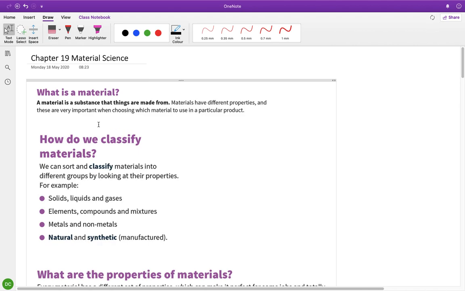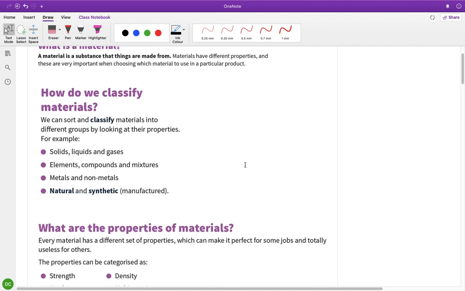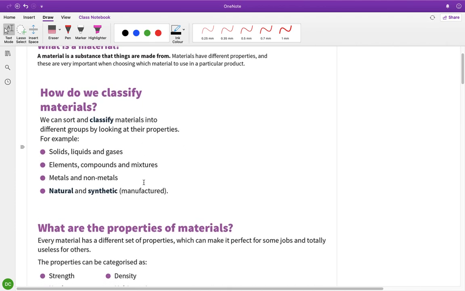Okay, so a material is a substance that things are made from. Materials have different properties, and these are very important when choosing which material to use in a particular product. Sorting or classifying materials. Here's a couple of examples, and again, this list is not the end. You could classify a material as a solid or a liquid or a gas. For my frying pan, it would be very important that it's solid. I don't think a liquid frying pan would be very useful. So I would want solid.